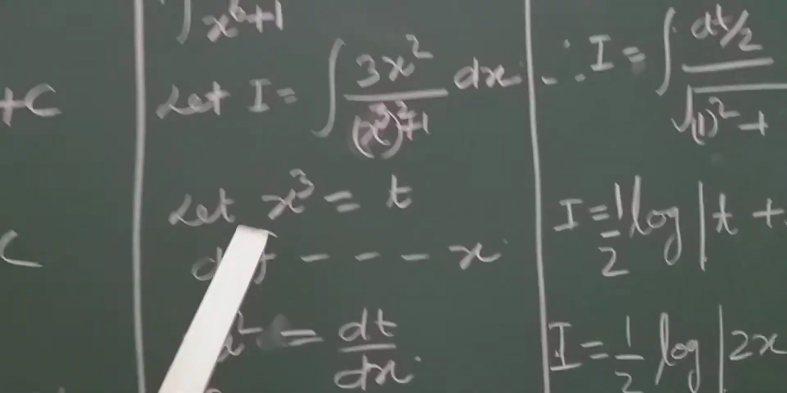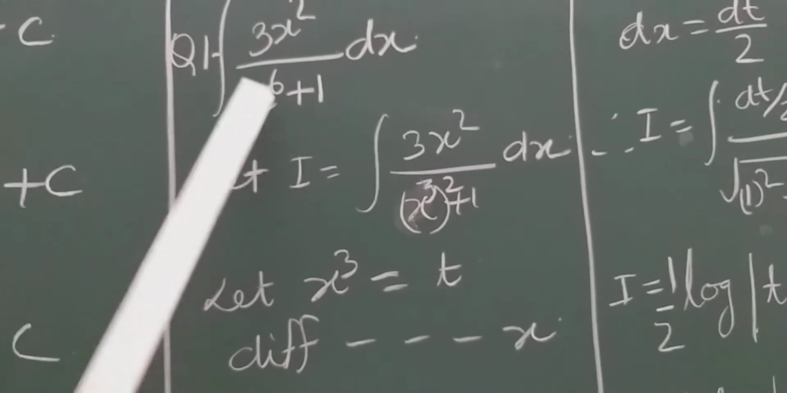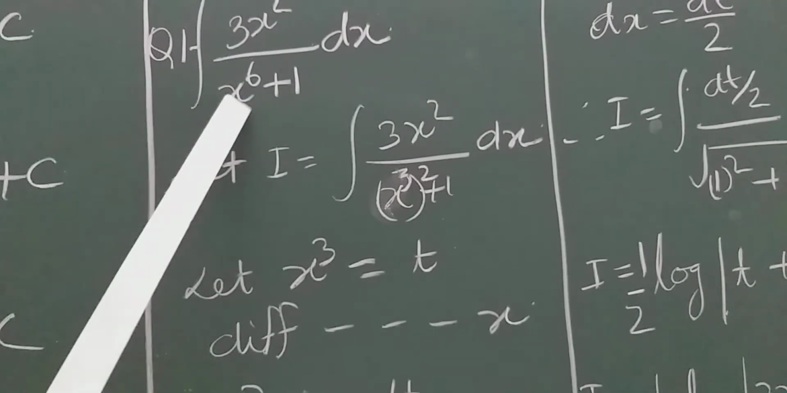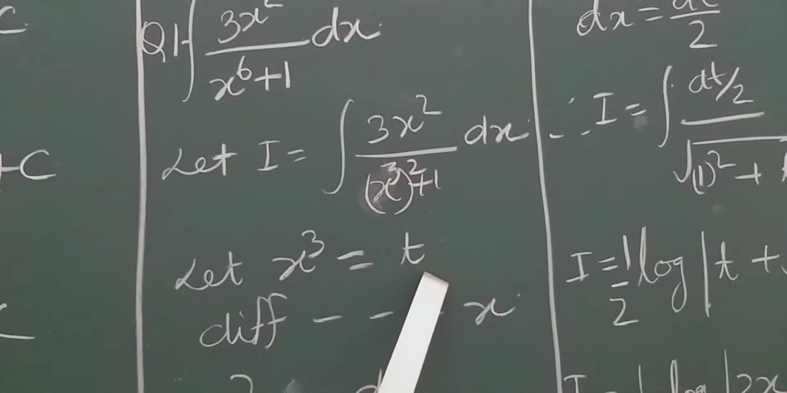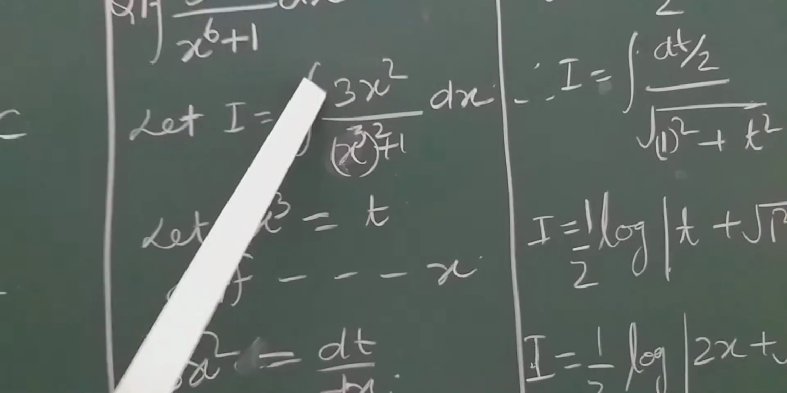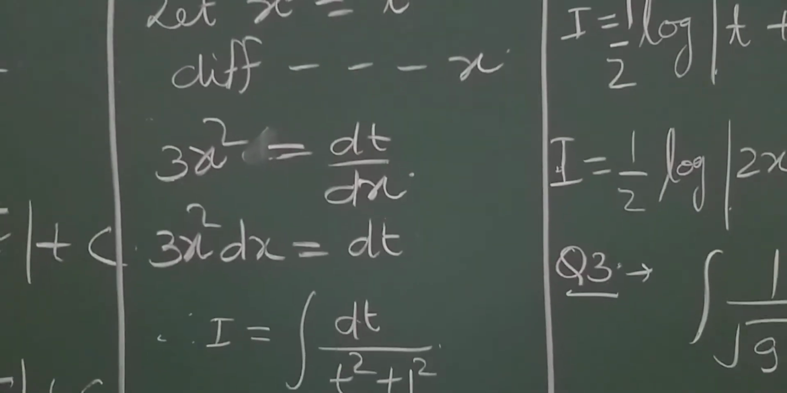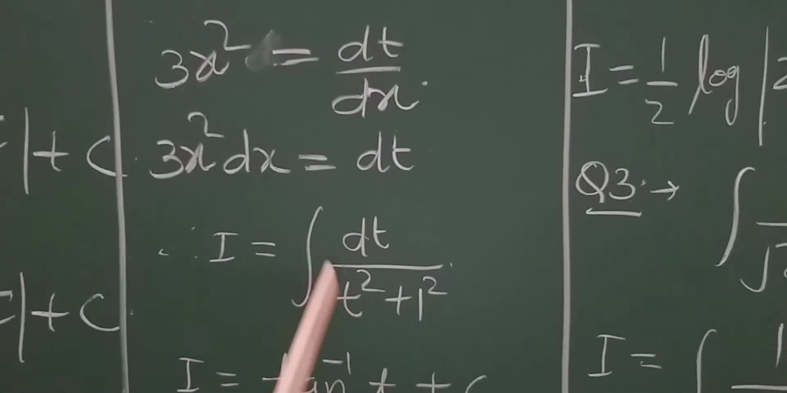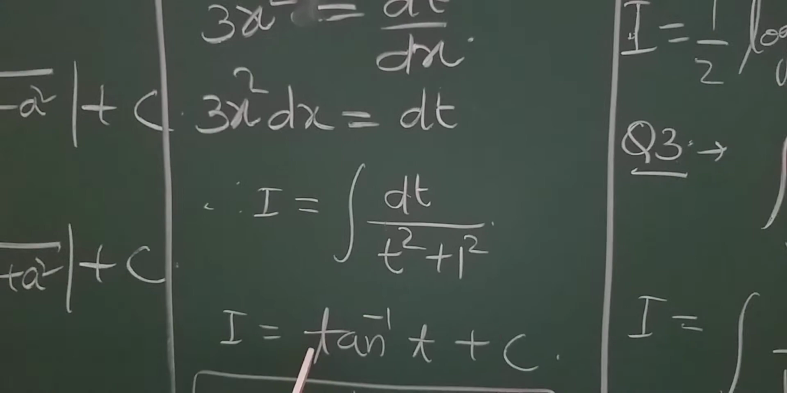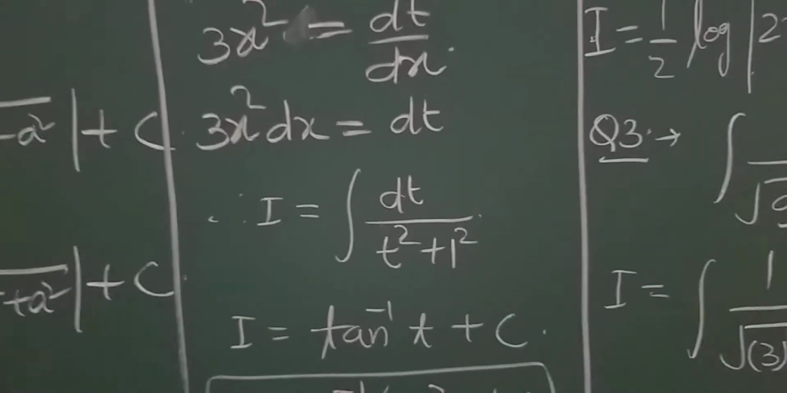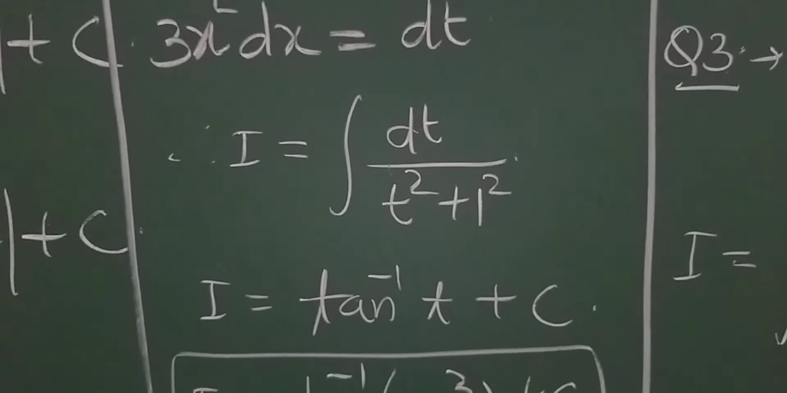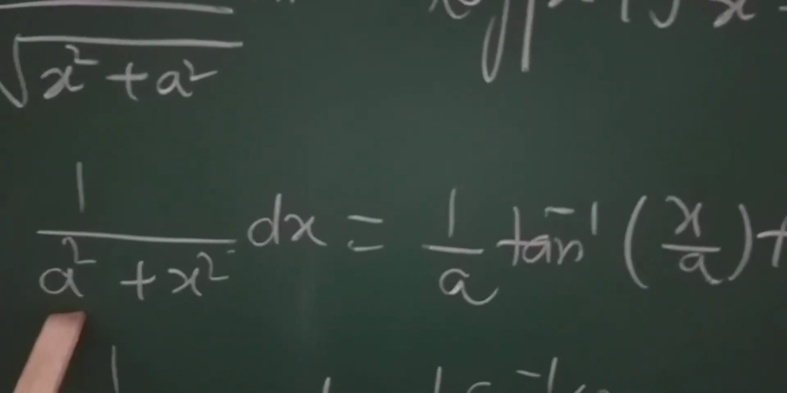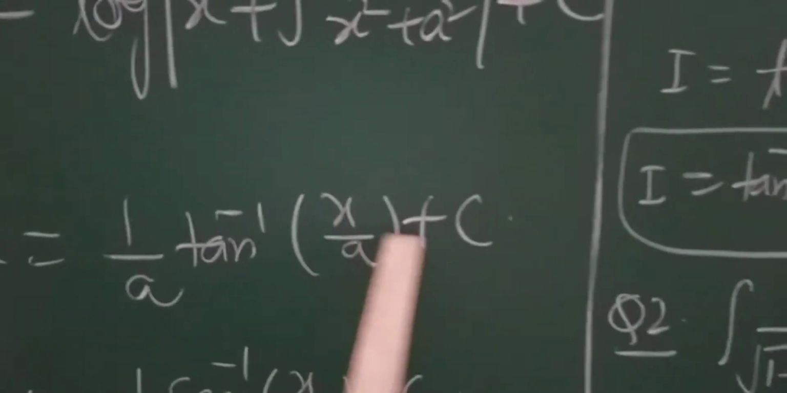So remember, when this kind of question is there, to get the numerator, we can suppose the denominator as t, so that the numerator can be removed easily and we can easily form the formula. Now its integration is 1 upon (t square plus 1 square) tan inverse t plus c. We have applied this formula here, students. The value of a is 1 here.